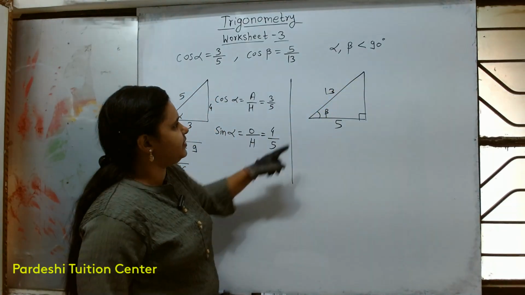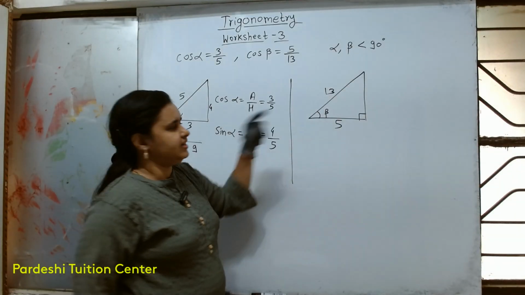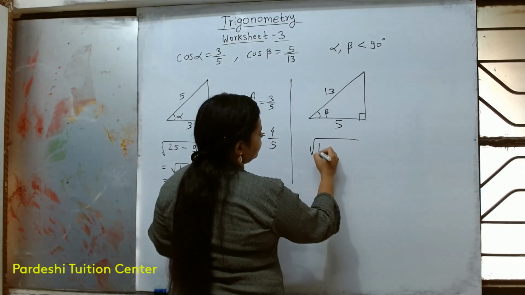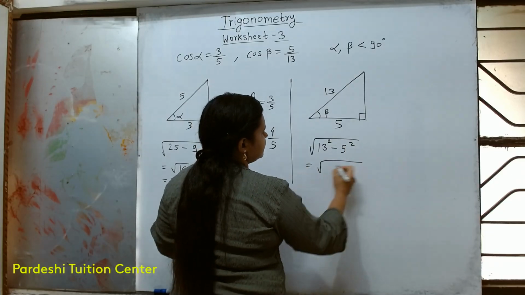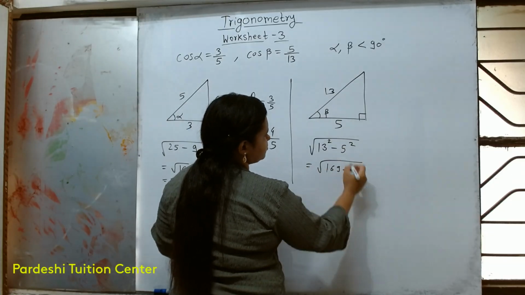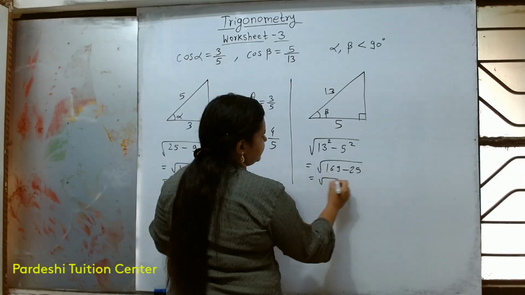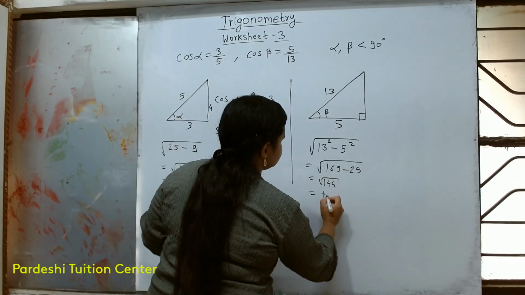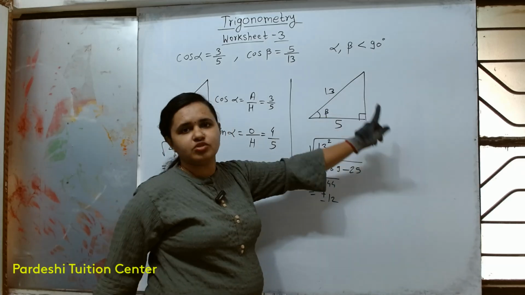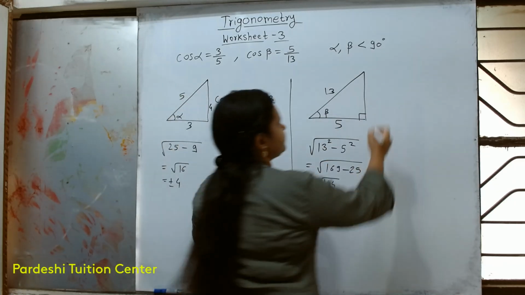By Pythagoras theorem it will be under root of 13 square minus 5 square, that is under root of 169 minus 25. So, it will be under root of 144, it will be plus minus 12. But here it is length, so we will take only positive, so it will be 12.